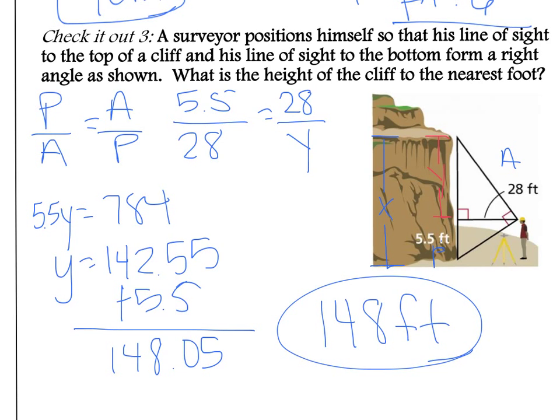Okay, so I did just the same thing. I did PAAP. So I set up 5.5 over 28 equals 28 over Y, which gave me a value of Y. So this top part is 142.5 almost. Then when I add back on the bottom part down there, I get 148. So rounded to the nearest foot is 148 feet.